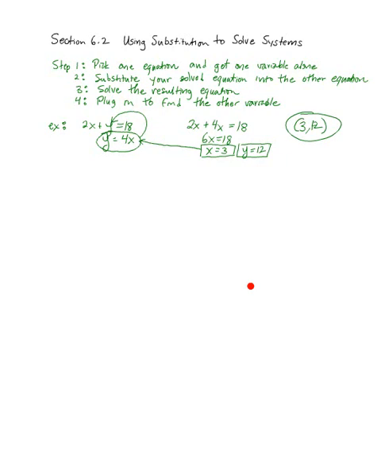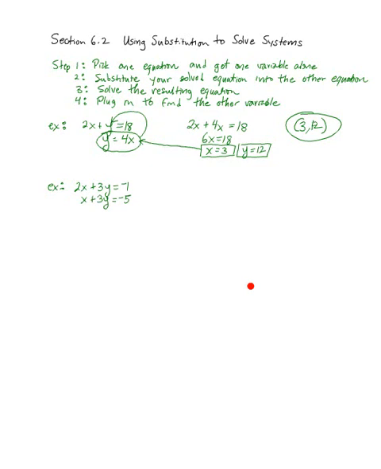All right, let's try another one of these, one that's a little more complicated. How about 2x plus 3y equals -1, x plus 3y equals -5. Okay, step number 1, pick one equation and get one variable alone.